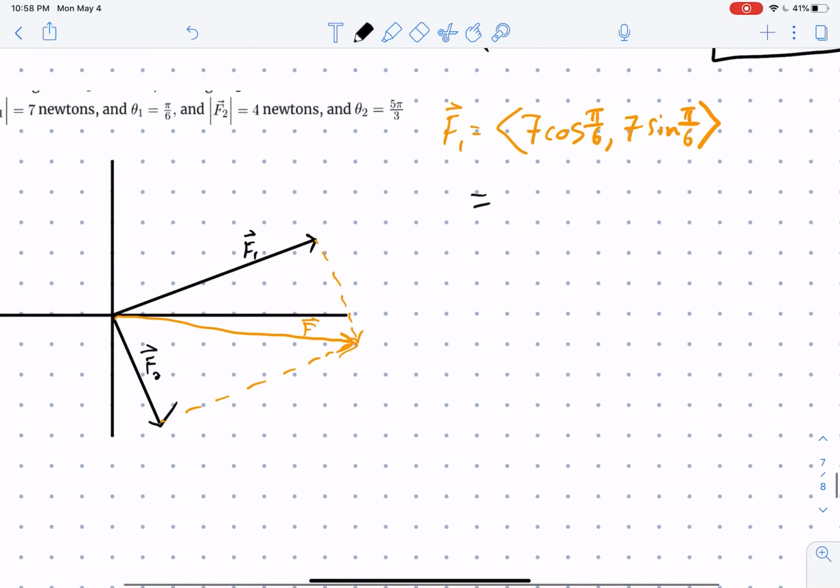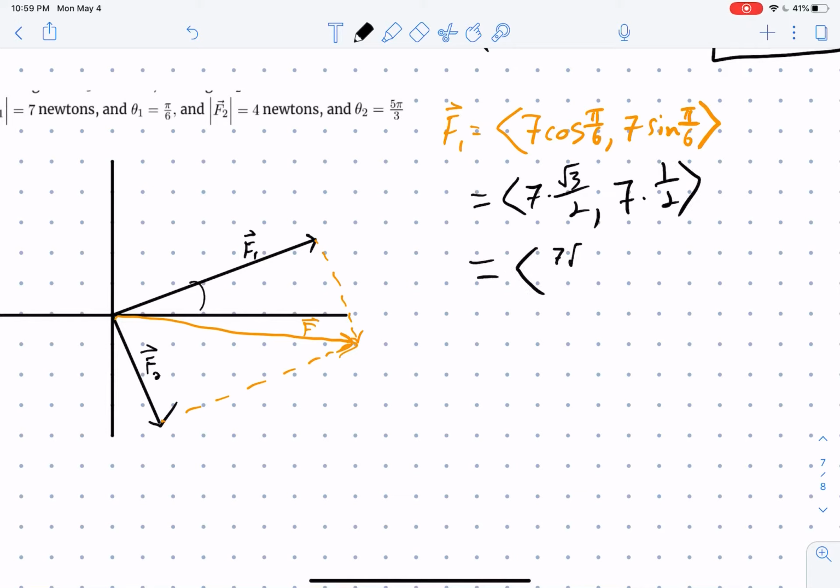Let's see, cosine and sine of pi over 6. This is one that I happen to know. This is the one where the two numbers go together. One is radical 3 over 2, and one is a half. And for this one, it looks like the x is bigger, and that means that the radical 3 over 2 is the cosine. So this is 7 times radical 3 over 2, 7 times a half, which is 7 radical 3 over 2, comma, 7 over 2. And that's how we're going to leave that one. Those are the coordinates for F1.